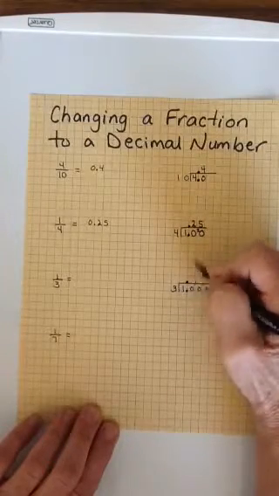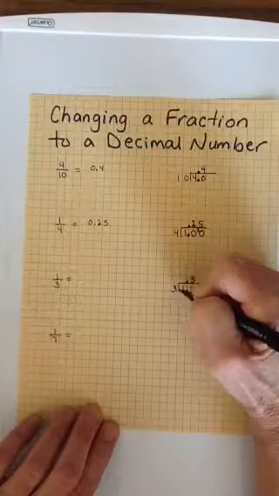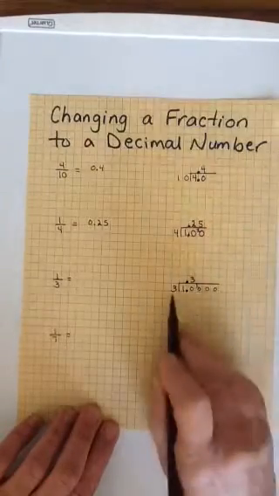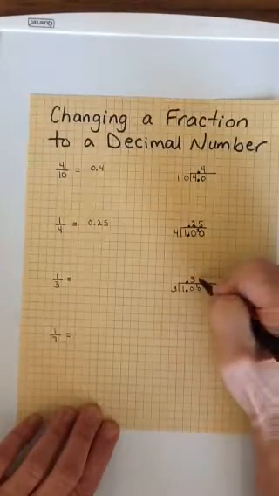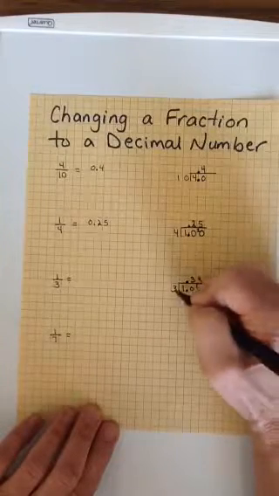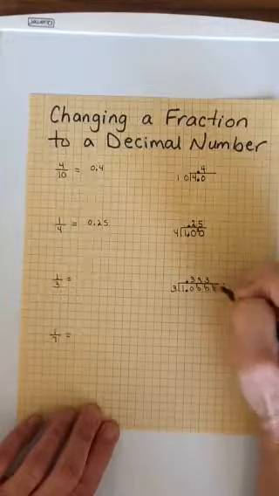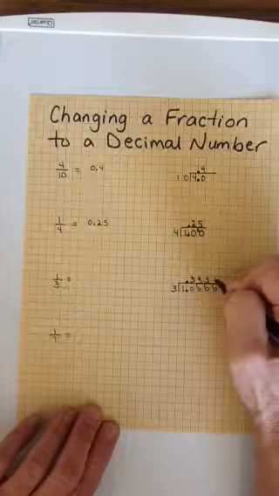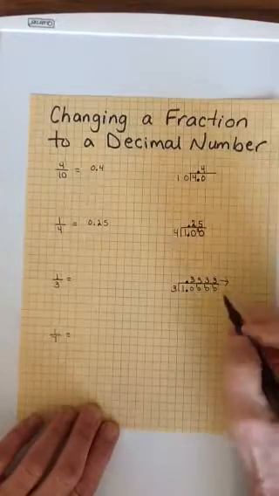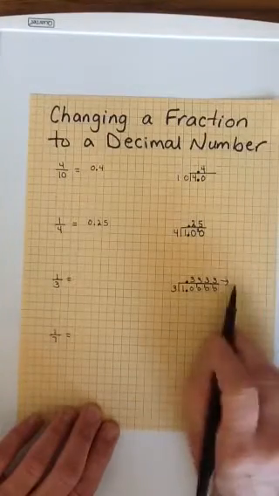Then 3 divides into 10 3 times. 3 times 3 is 9, so we have a remainder of 1. 3 divides into this 10 3 times, with a remainder of 1. And again, no matter how many zeros we add, we will just keep getting 3's in our answer.